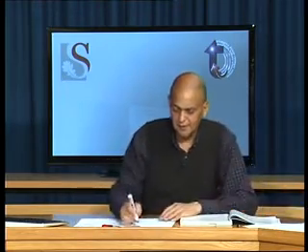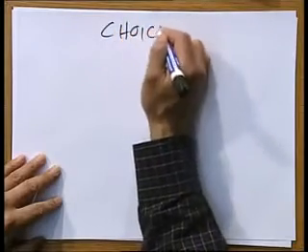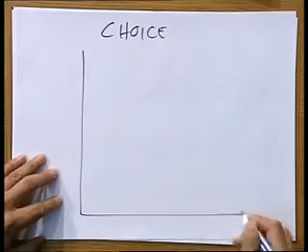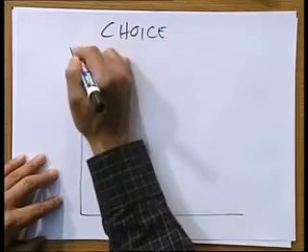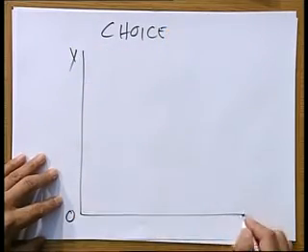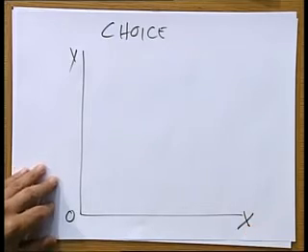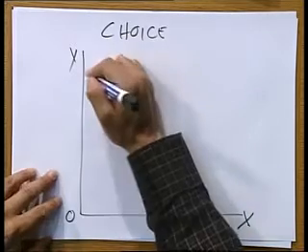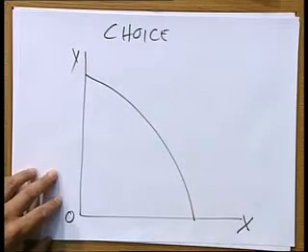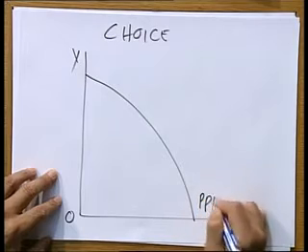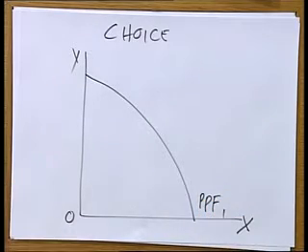Now, how is choice being illustrated? Now, let's look at each one separately. So the second concept is choice. So we draw a rough PPF curve, say good X and good Y on the vertical and horizontal axis. So that is your PPF curve. So say that is PPF 1. So what do we mean by choices?